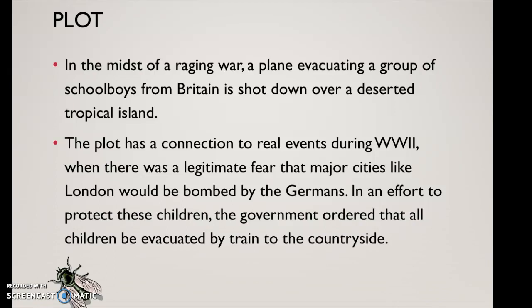So in the midst of a raging war in The Lord of the Flies, a plane evacuates a group of schoolboys from Britain and is shot down over a deserted tropical island. The plot has a connection to real events during World War II, when there was a legitimate fear that major cities like London would be bombed by the Germans, and they actually felt that they had legitimate intel that said that this was going to happen. So in an effort to protect the children of the city, the government ordered that all children be evacuated by train to the countryside.